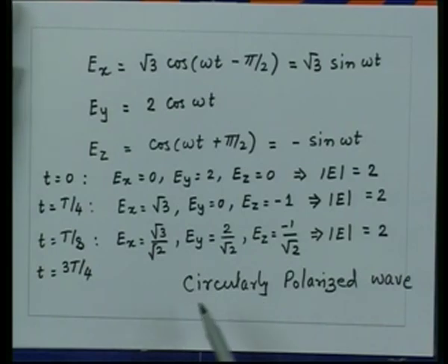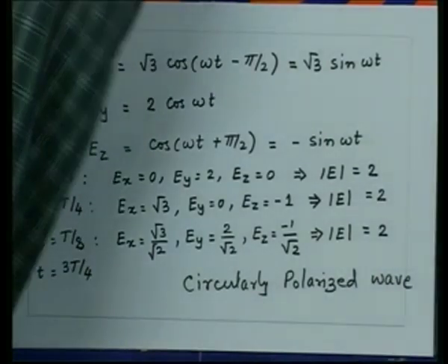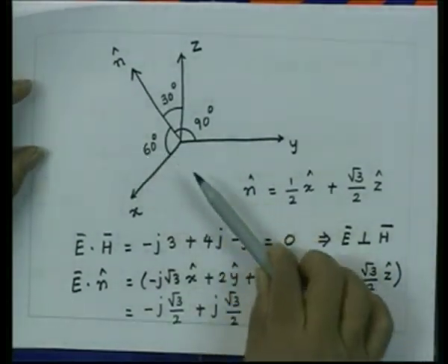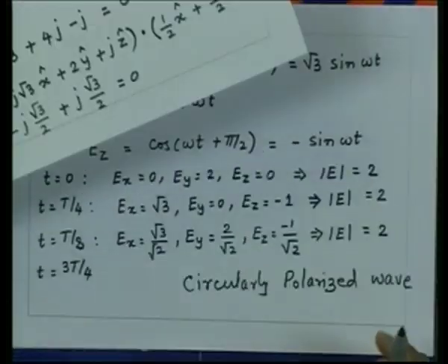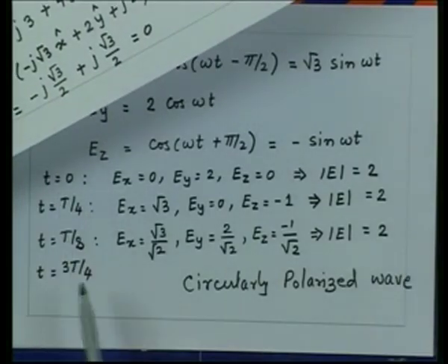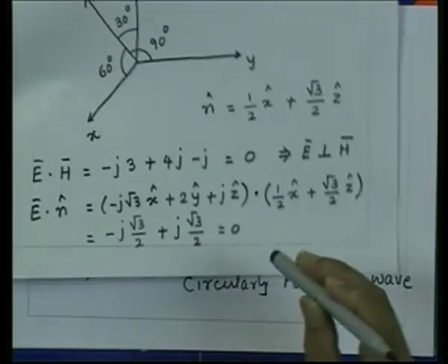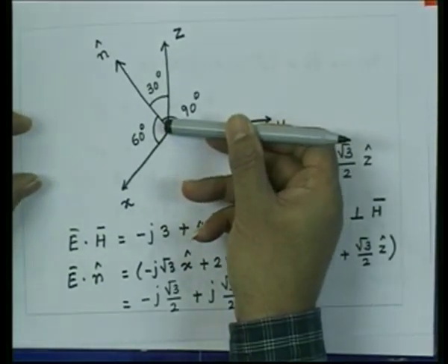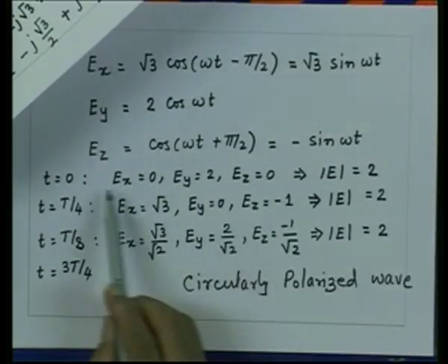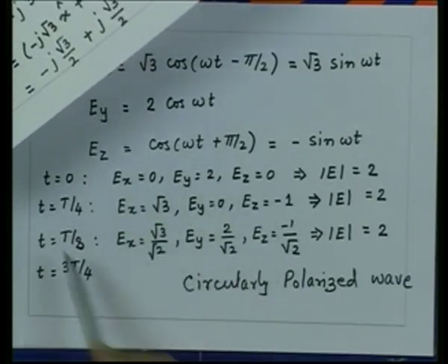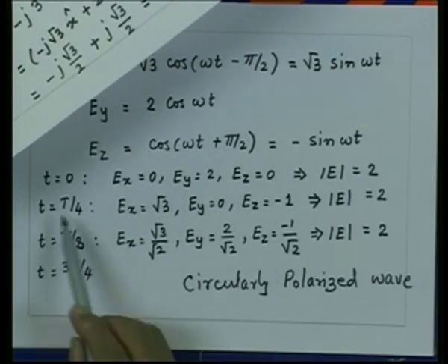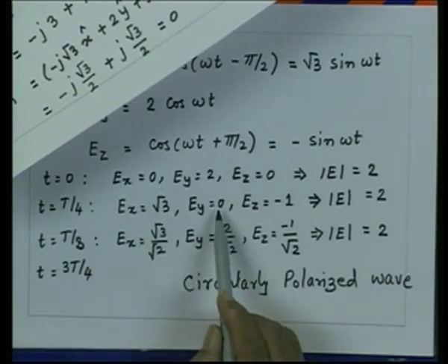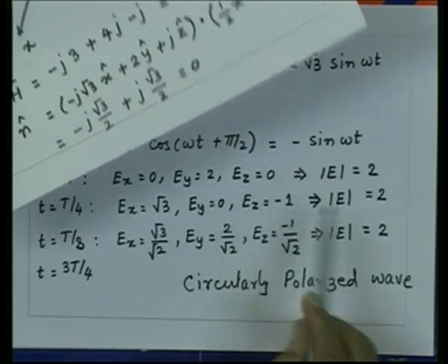Now, to find the sense of rotation, essentially we can look at this diagram, and the wave is travelling in this direction. At t equal to 0, the electric field is along the y direction, which is like that. That is what is given by this. If I go to a time a little later, E x is root 3, E y is 0, and E z is minus 1.